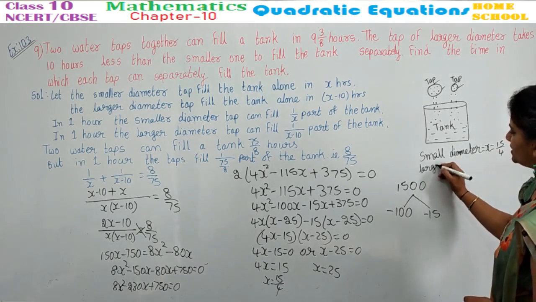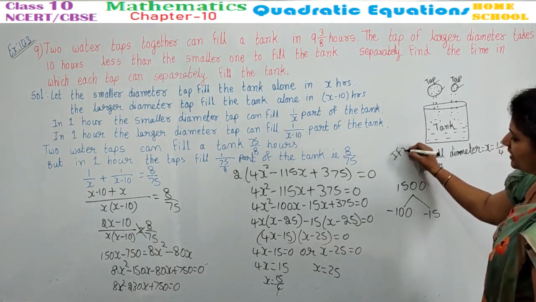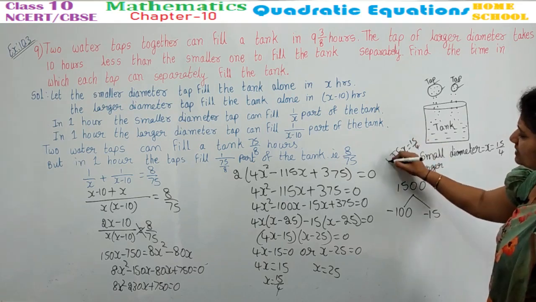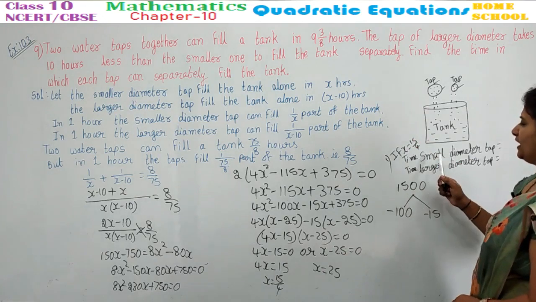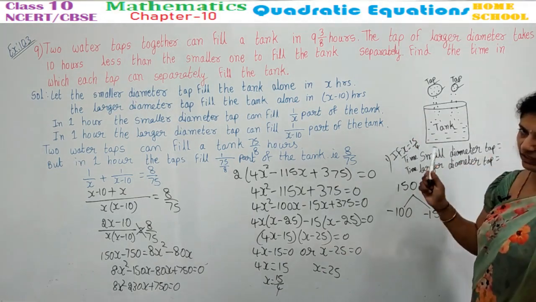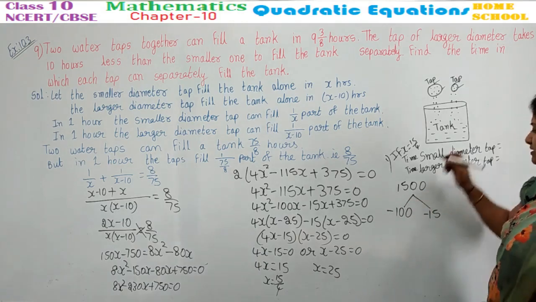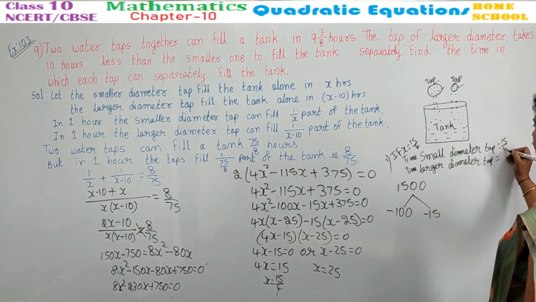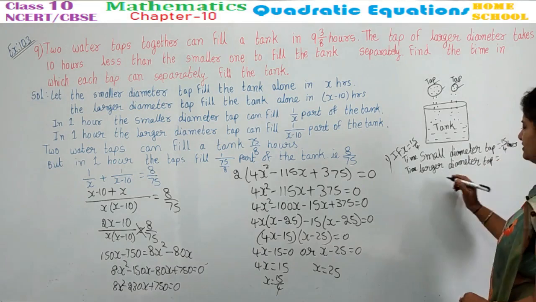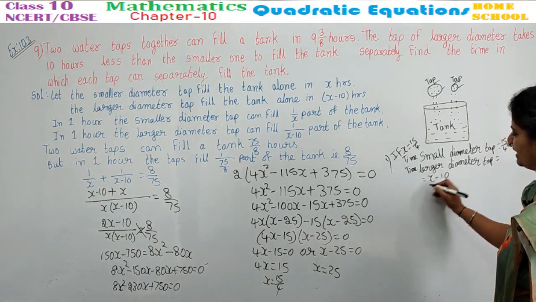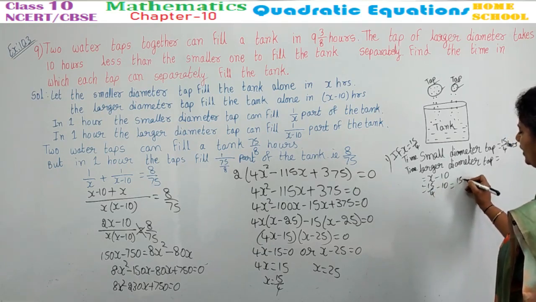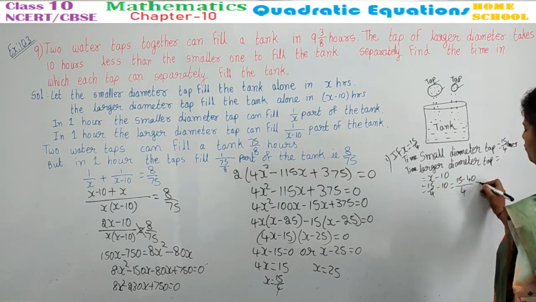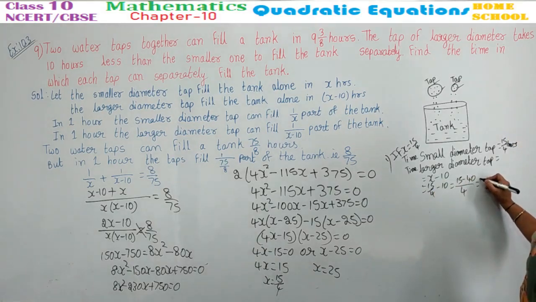Then what about larger diameter? Take the cases here, children. If x is equal to 15 by 4, first case. If x is equal to 15 by 4, time taken for smaller diameter tap is equal to, we know it as x hours. That means 15 by 4 hours. What about larger diameter tap? It will be x minus 10. That will be 15 by 4 minus 10 is equal to 15 minus 40 by 4. That will be minus 25 by 4.